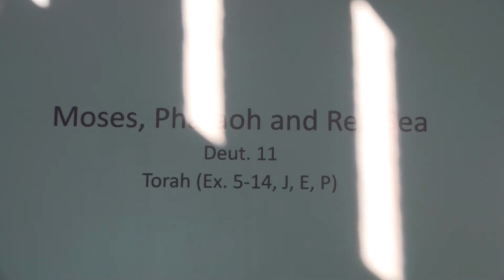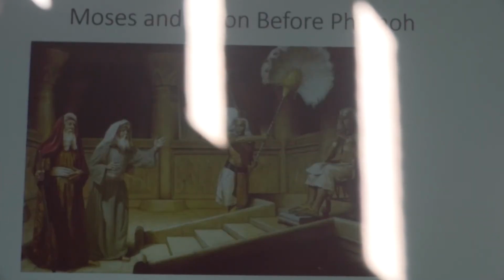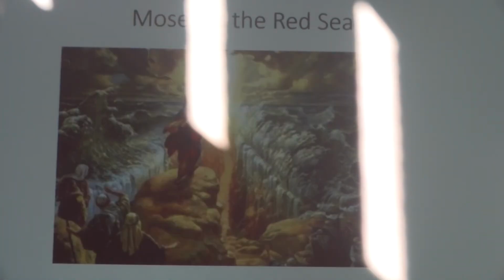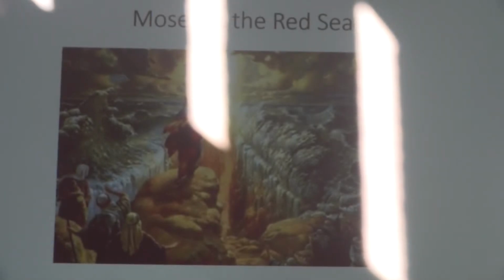Going back to this, the Torah has all of this outlined in Deuteronomy 11. The Torah, you find a lot of it in Exodus, mainly in Exodus chapters 5 through 14. All these stories that involve Moses and Aaron approaching Pharaoh, all these stories that involve Moses taking the Israelites out of Egypt and crossing the Red Sea, they are mentioned.